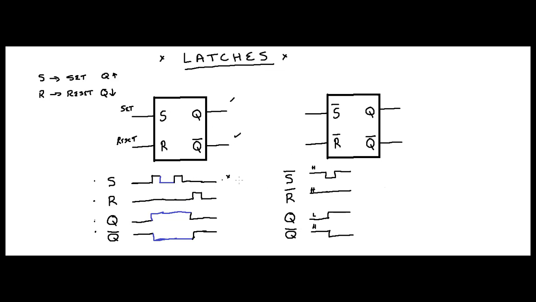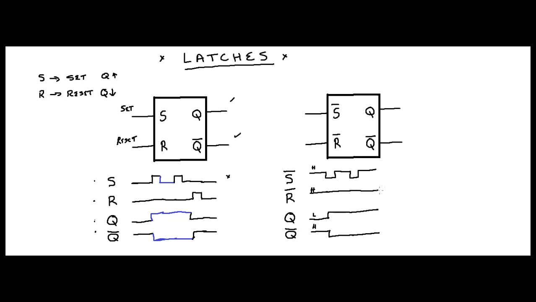Now, we also set it again. So how would you set it again? We're going to drop this set low for a bit and bring it up. There you go. You just set it again there, right? What's going to happen to your Q output? If you said nothing, you're exactly right, because it's already set. You can set it as many times as you want, but the output's not going to change once it's set, right?